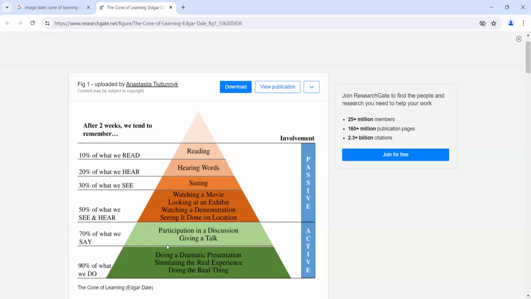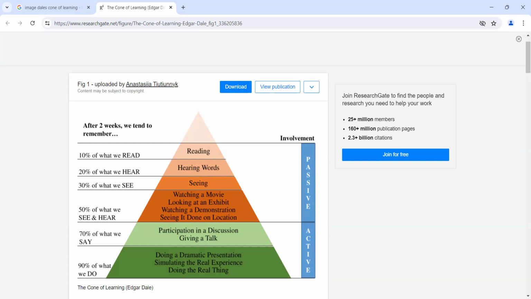But if you get them to talk, it is 70% of remembering. If you get them to do, it is 90% of remembering. So what you want, it's the cone of learning. 90% of learning if they say it, if they do it. So why don't you get them to do it and say it? Then you have to be a student-centered teacher.